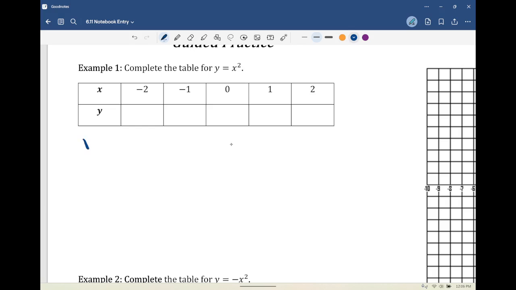And so for this first one, y is equal to -2 squared. It's really -2 times -2. What's a negative times a negative? Positive. Well, so what's 2 times 2? 4. And so +4 goes here.